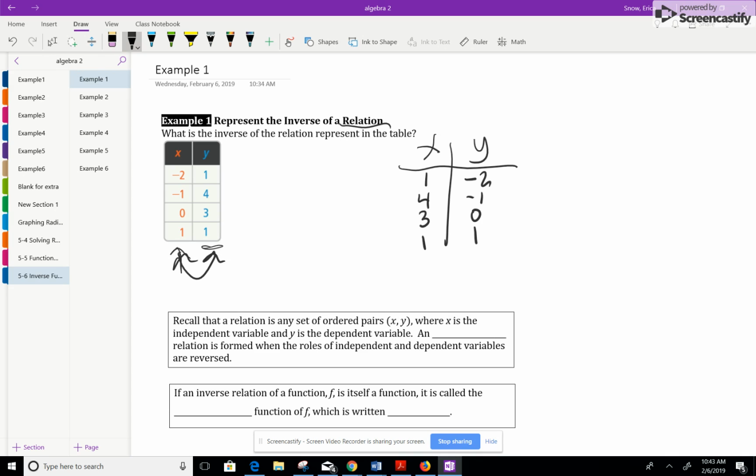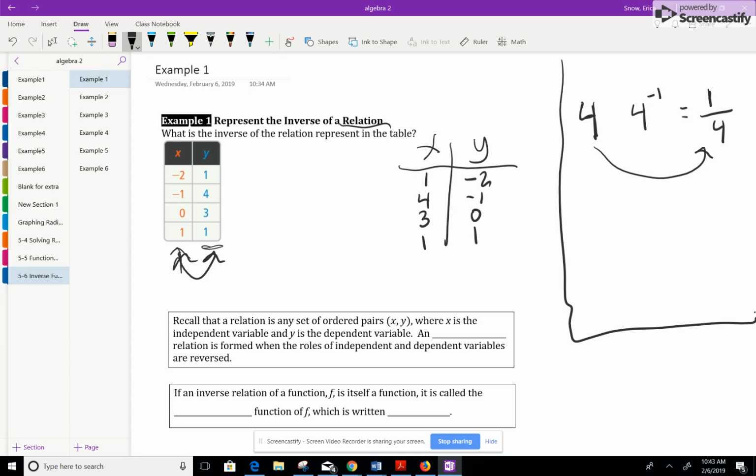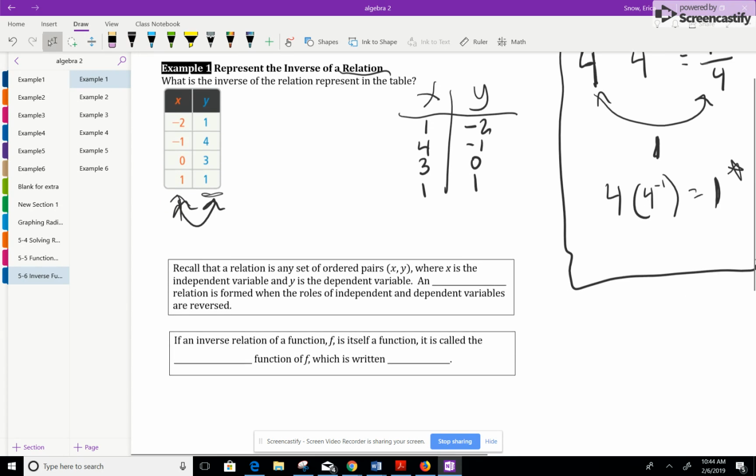Now, I do want to remind you that when we talked about inverses of numbers, this is a little extra note in a different part of your notebook. If we wanted the inverse of 4, we would write that as 4 to the -1, and that gives us 1 over 4. Negative exponents move that down to the denominator, and then when we multiply those inverses, we get 1. So 4 times 4 to the -1 gives us just the number 1, okay? This is just something to have in the back of your mind.